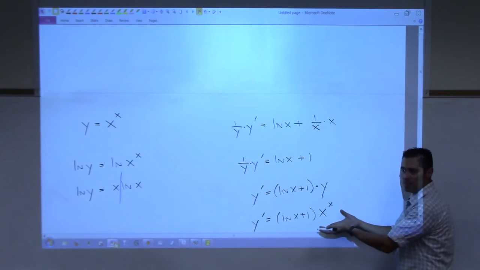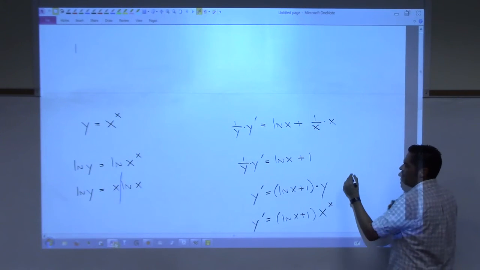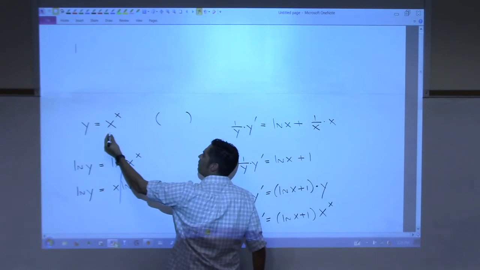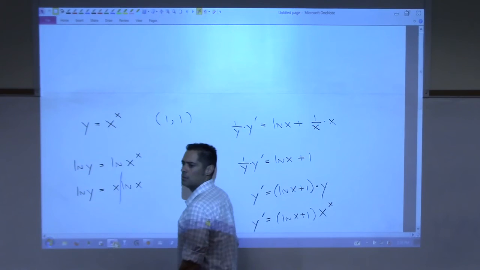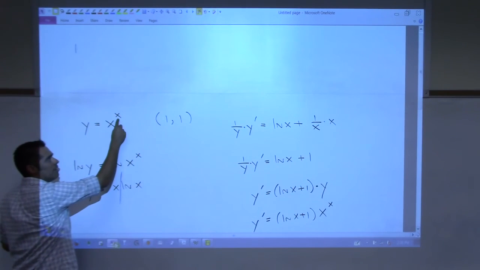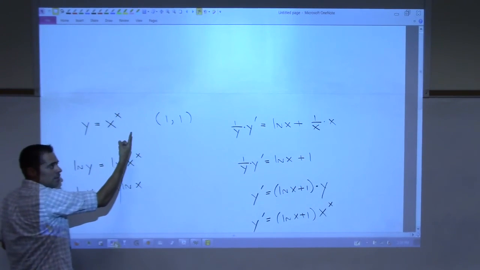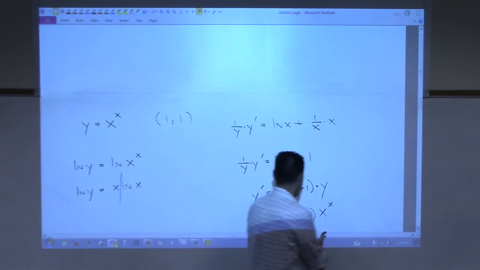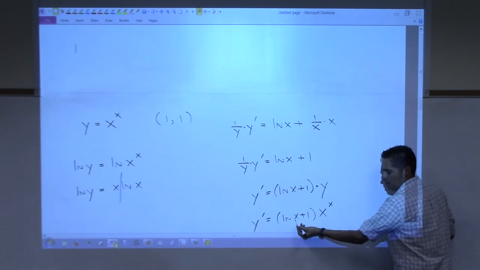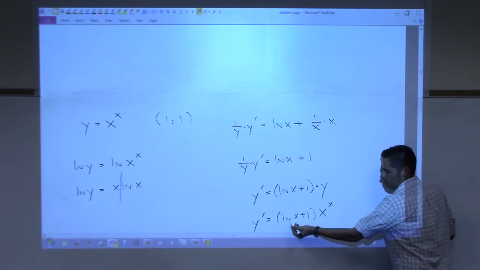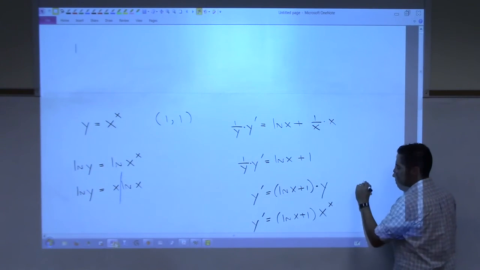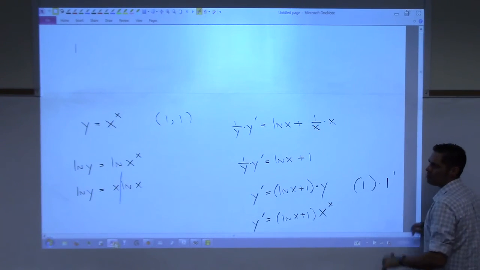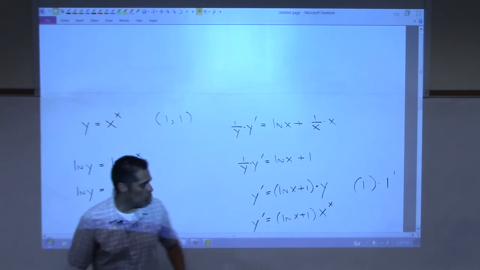This represents the slope of the tangent line, doesn't it? So let me just ask real quick, what is a point on this curve? How about 1, 1? If I plug in 1 here, I get 1 to the 1 is 1. So that point lives on the curve. What's the slope of the tangent line there? Plug in 1. What's natural log of 1? 0, plus 1, so you just get 1. And then 1 to the 1 is 1. So the slope of the tangent line there should be 1.